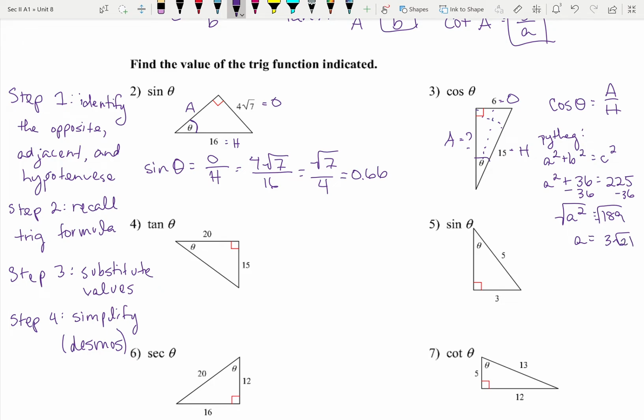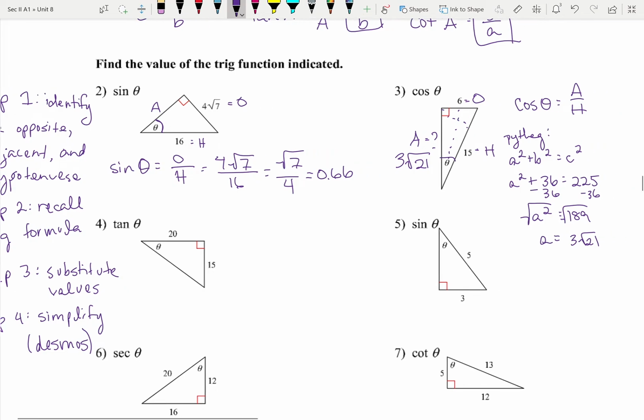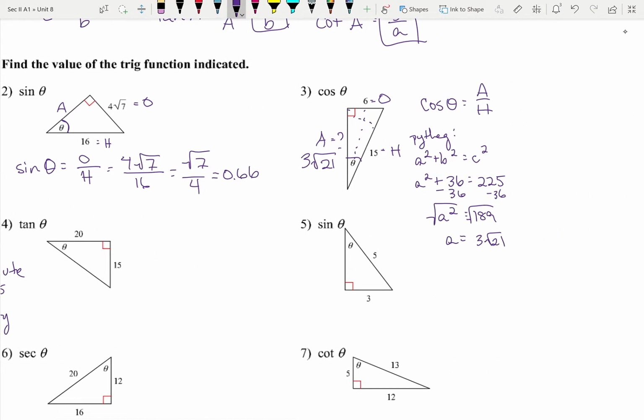Now, because I know I'm going to have to put this in somewhere else, I'm actually going to leave it as that radical. Don't change it to a fraction or a decimal just yet. Okay, so now that I have A, I can plug it into my cosine problem. So A is now 3 root 21, H is 15. Put it in your calculator, it's going to reduce to root 21 over 5, which is approximately 0.92.